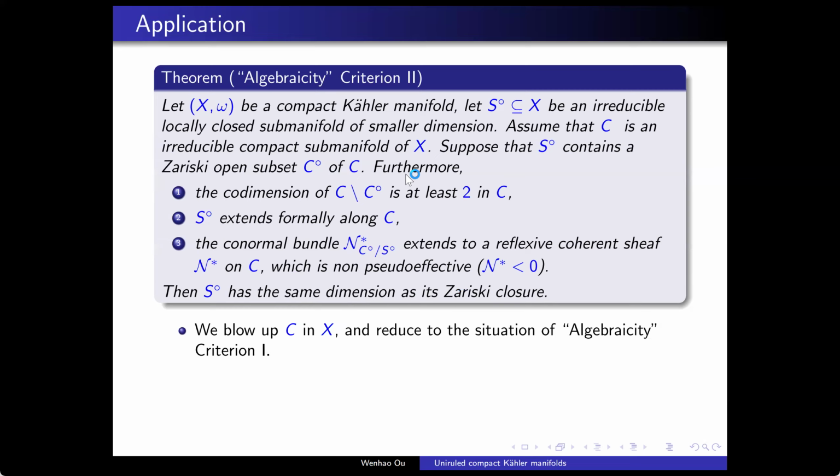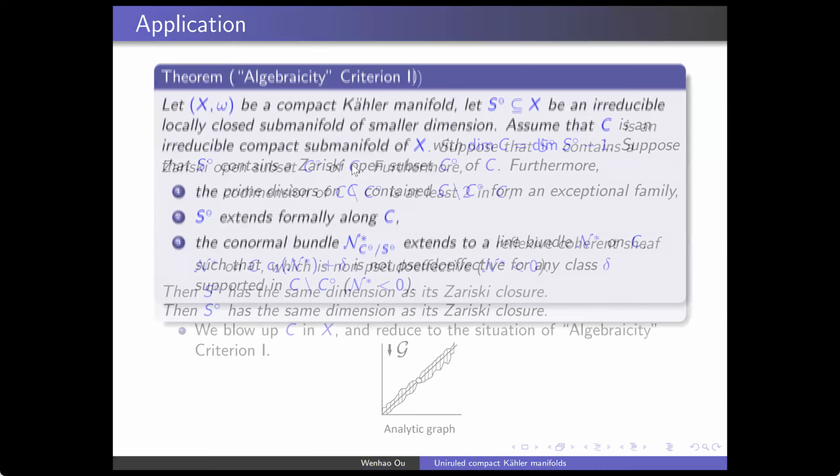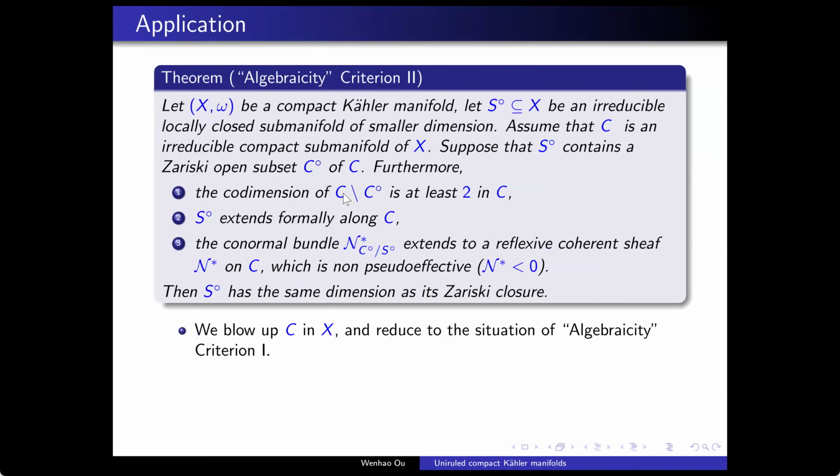So for this problem, I will blow up X along C. And then I will take the strict transform of S0 in the blow up. Then if we consider the preimage of C0 inside the strict transform of S0, we will recover this situation, right? So by blowing up some subvariety, I transform this subvariety into a divisor. So in this general situation, by blowing up C, we'll reach the first situation.